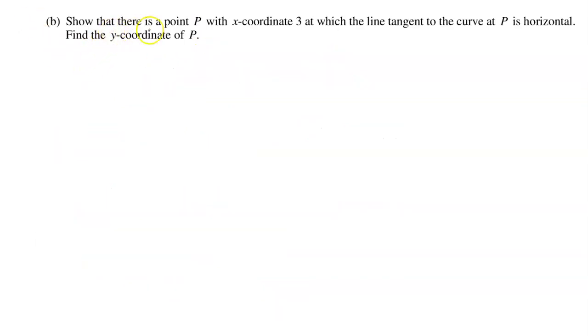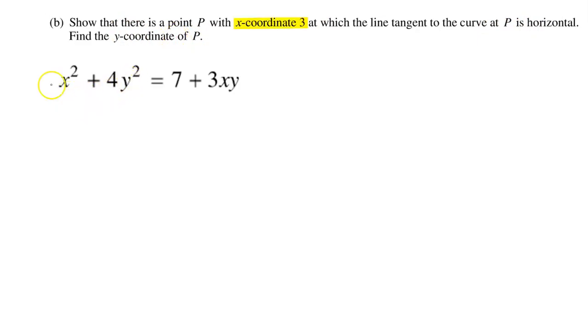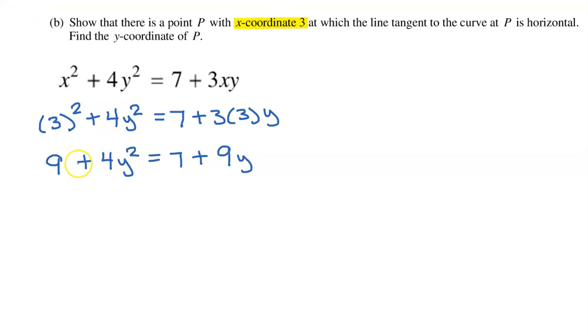Part B, show that there is a point P with x-coordinate 3 at which the line tangent to the curve at P is horizontal. Find the y-coordinate of P. We are given this equation relating x and y. If the x-coordinate is 3, we should be able to substitute 3 in for x and solve for y. So now we have this. Simplifying a little bit gives us this.